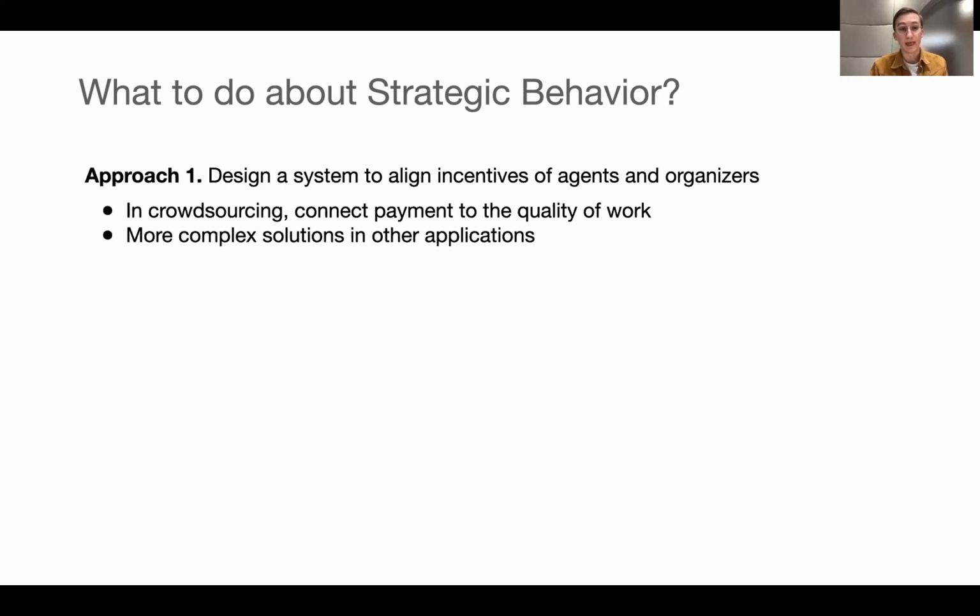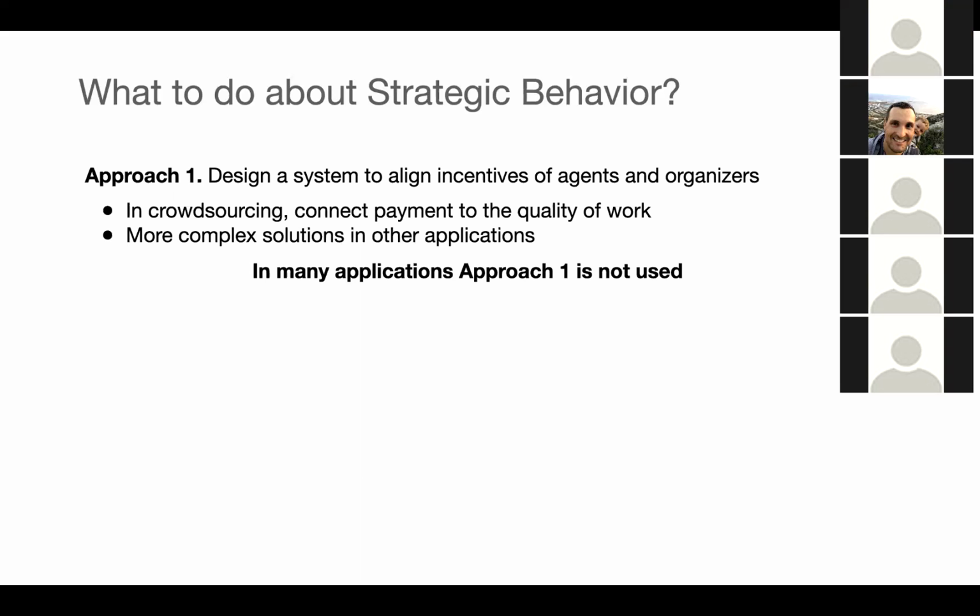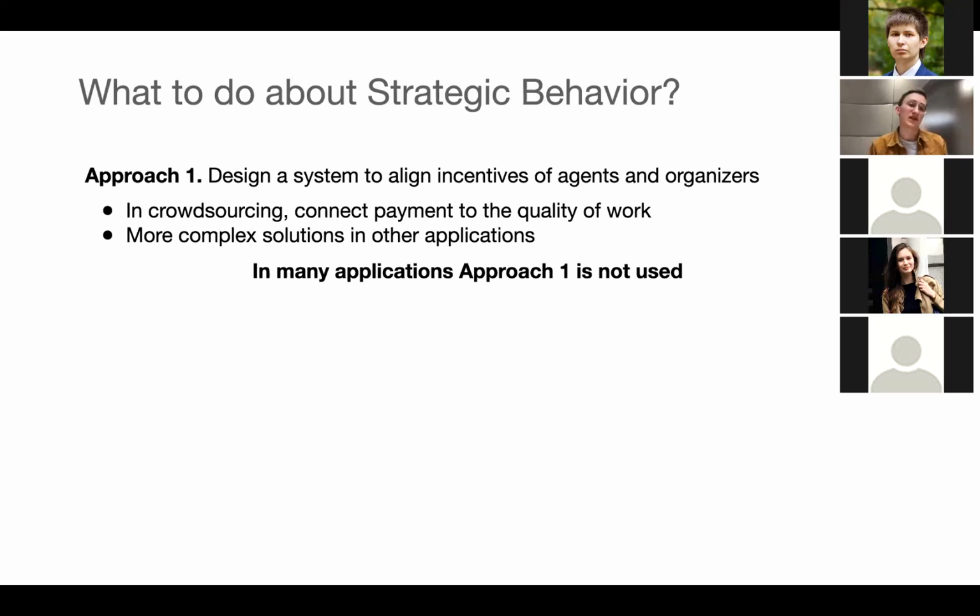And in other applications like peer review and company performance review, there are complex solutions designed which probably help you to alleviate strategic behavior. However, it is unfortunately often the case that despite there being solutions which prevent strategic behavior, in real life they are not implemented. For example, if you submit a paper to a conference like NeurIPS and ICML, then essentially no measures are taken against strategic behavior.